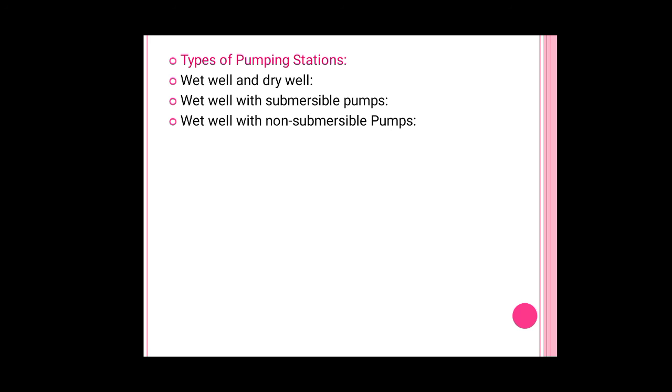Now the types of pumping stations. First one is the wet well and dry well. Second is the wet well with submersible pump, and third one is the wet well with non-submersible pump. Hope you understand all the concepts.